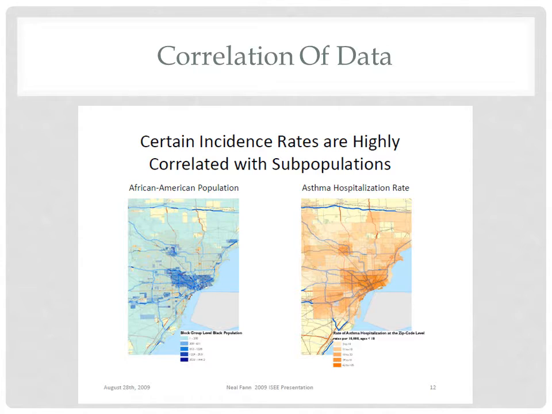It also allows you to correlate data, so you can see that in this one the African American population and the asthma hospitalization rates correlate, and so it leads you to ask more questions, but that's a good thing, I guess, in this situation.